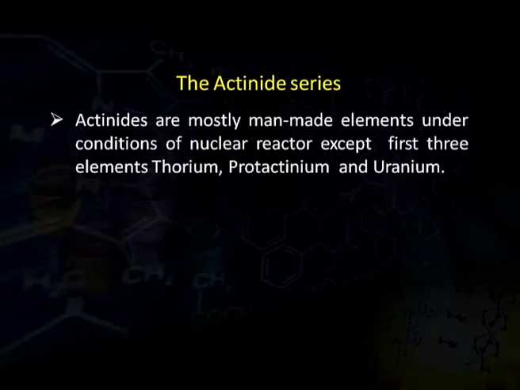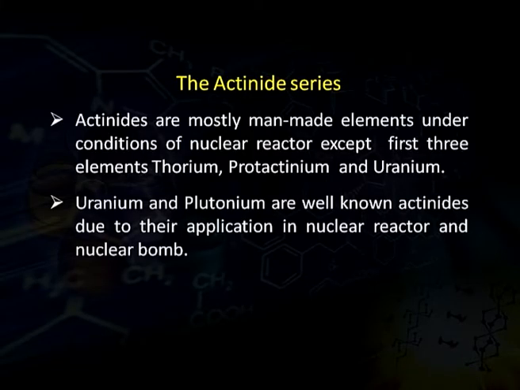The name actinium is derived from the Greek word actis, which means beam or ray. Actinium, which has atomic number 89, and the succeeding elements up to lawrencium, atomic number 103, are all called the actinides. The first actinides discovered were uranium and thorium. The actinides are mostly man-made elements made under conditions of a nuclear reactor, except the first three elements, namely thorium, protactinium and uranium.